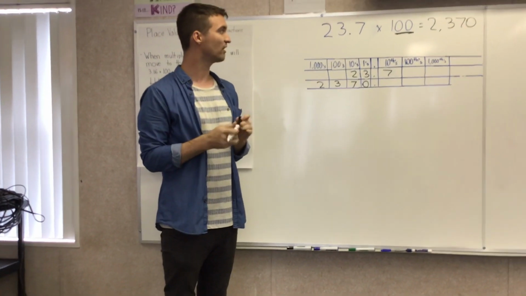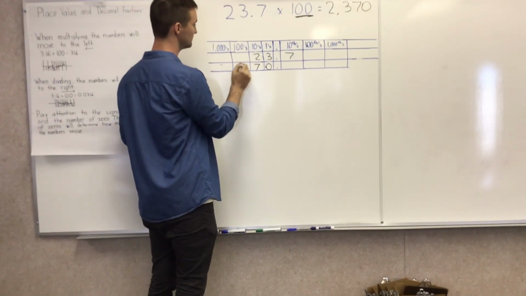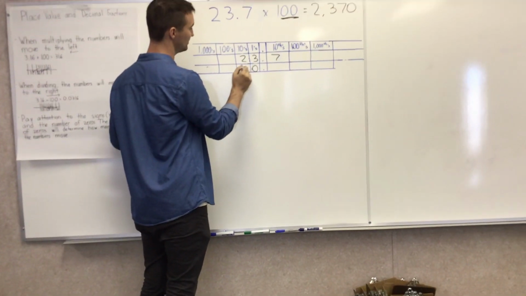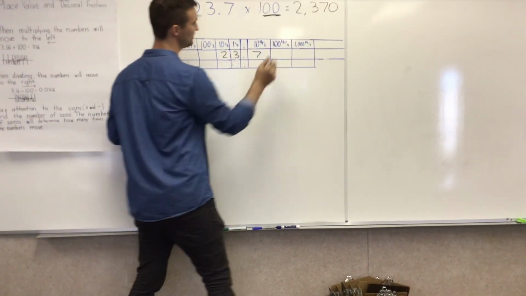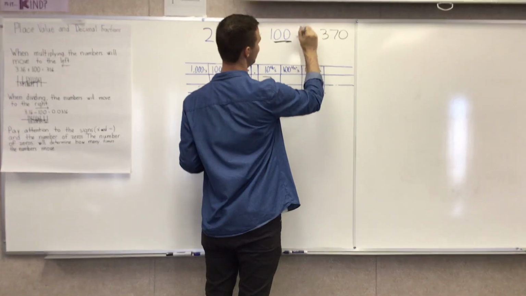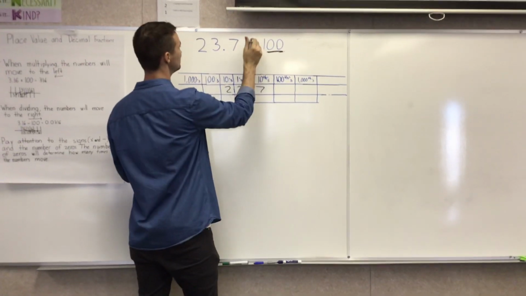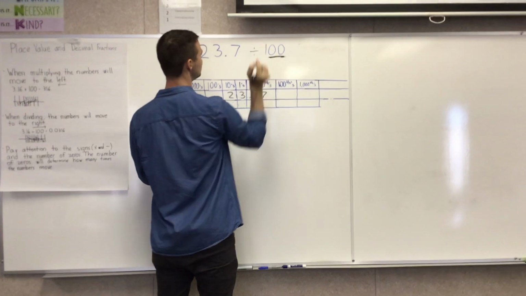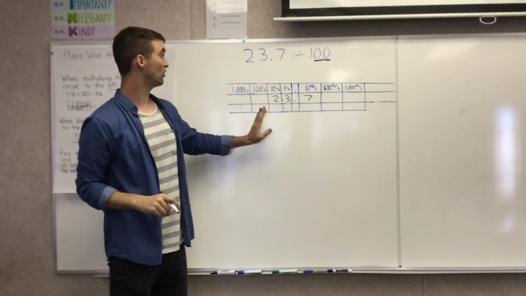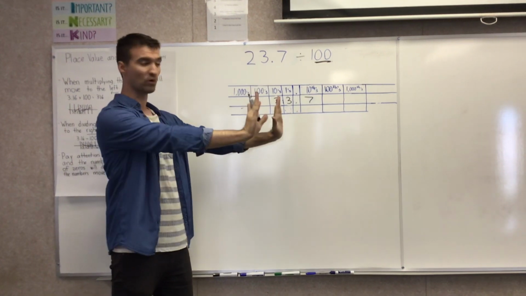We're going to focus on our division now, and all I'm going to do is erase these numbers real quick. And up top, I'm going to switch my signs, erase my answer. So I'm going to take this multiplication sign, and I'm going to turn it to division. So when we divide, our numbers are actually going to move to the right.